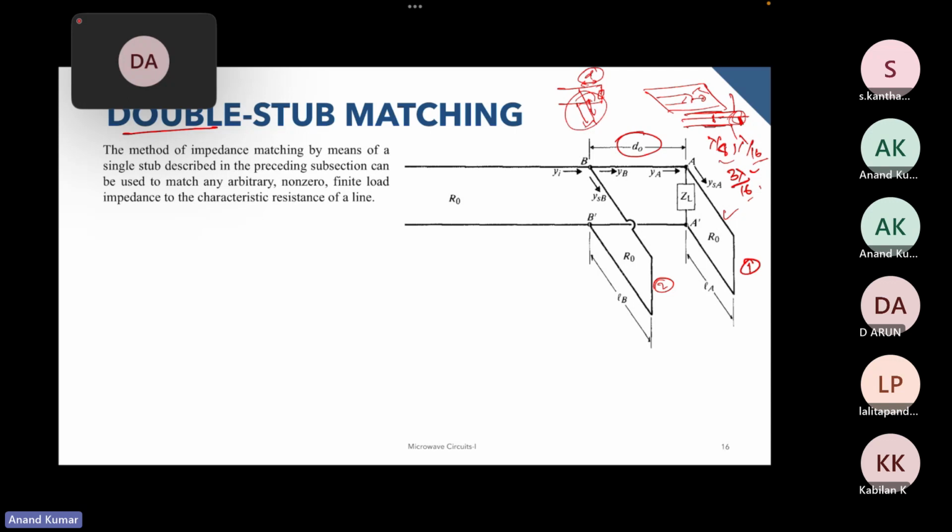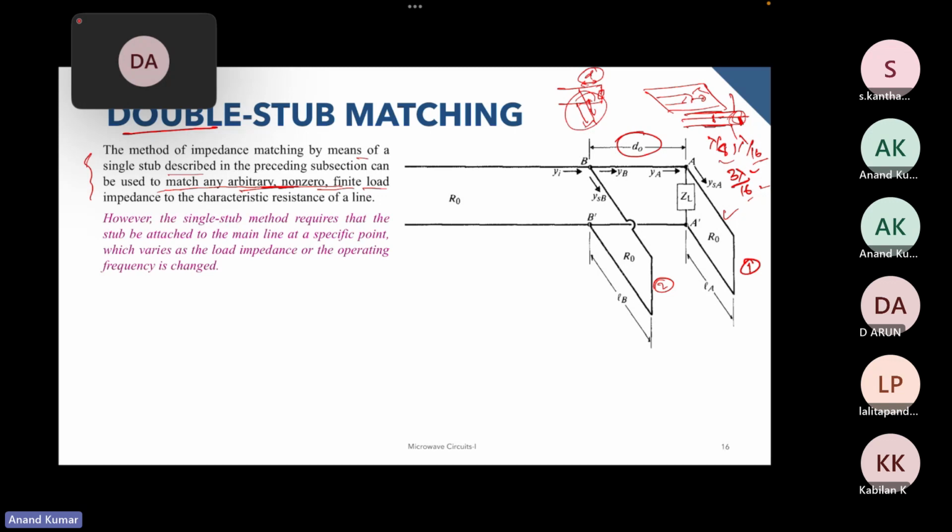The method of impedance matching by means of a single stub described in the preceding subsection can be used to match arbitrary non-zero finite load impedance. So single stub was well and good, but again this required that the stub be at a specific point, and this also changes with the value of the frequency, because we get the distance in terms of lambdas, and depending on the frequency which we are matching, this particular point where the stub is to be attached will change.